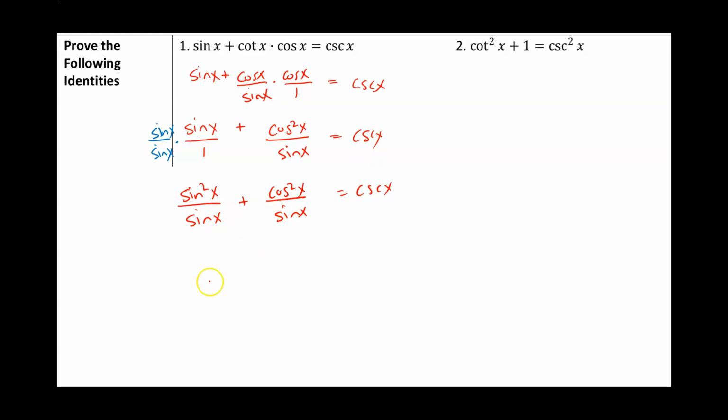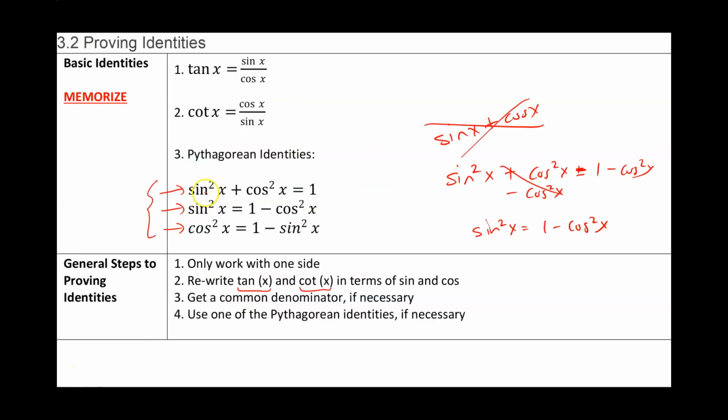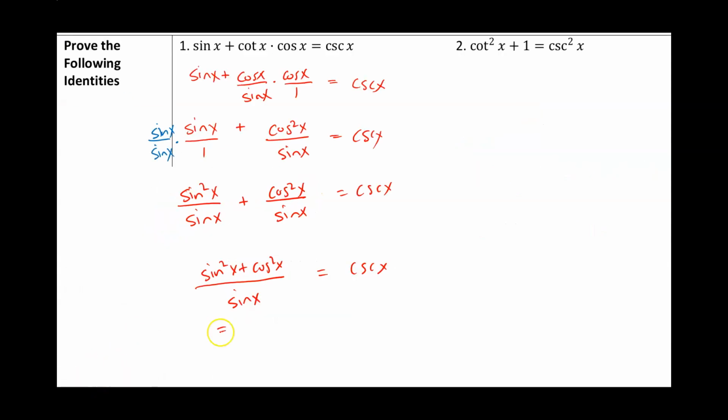Now that we have a common denominator, we can write these as sine squared x plus cos squared x. And we want to show this equals cosecant of x. We have our Pythagorean identity, which we're going to use quite a lot. Sine squared x plus cos squared x equals 1. So this gives us 1 over sine x. And guess what 1 over sine of x is? That is equal to cosecant of x. Therefore, we prove this identity.